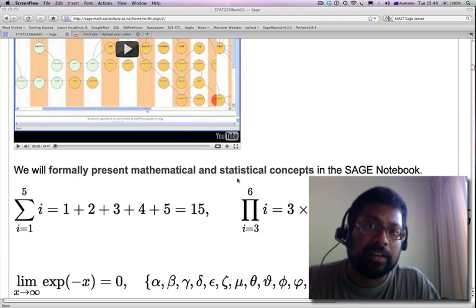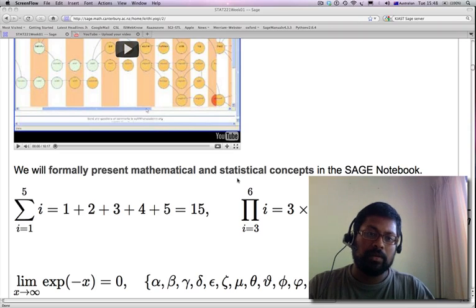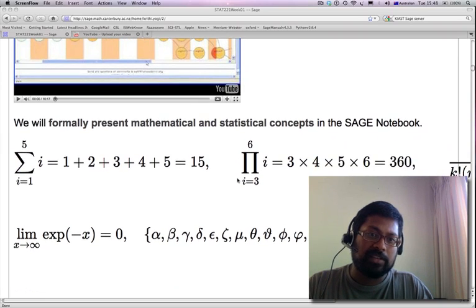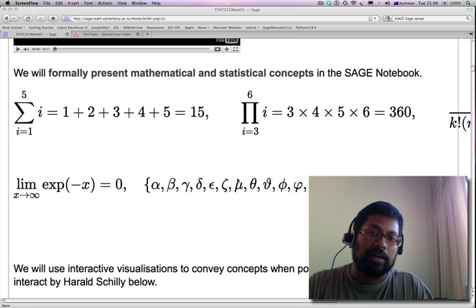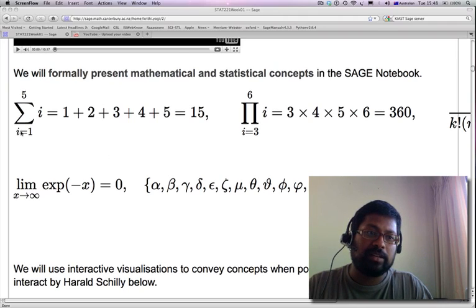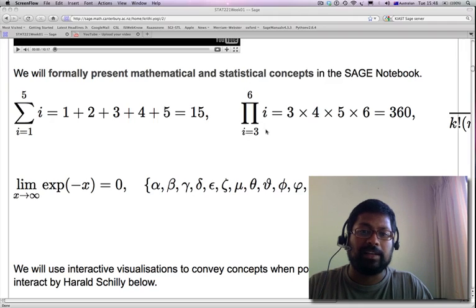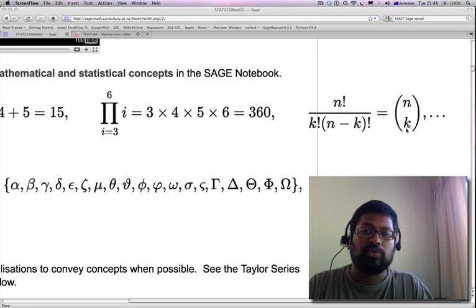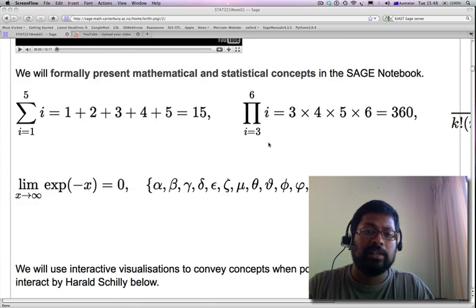Hi, we're continuing with the Stat 221 Week 01 worksheet. In this worksheet, we'll also be presenting mathematical and statistical concepts with very nice typeset formulae like these. Here is a summation as i goes from 1 through 5 of i, which is just a fancy way of writing 1 plus 2 plus 3 plus 4 plus 5, which is just 15. Here is a product, a multiplication from 3 to 6, and here is the combination n choose k, which is n factorial divided by k factorial times (n minus k) factorial, and so on.